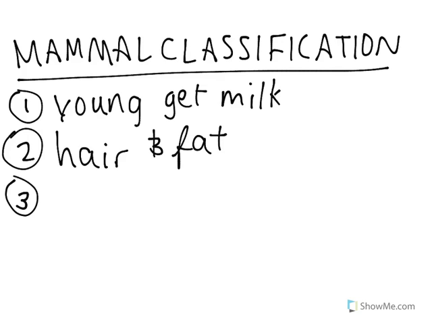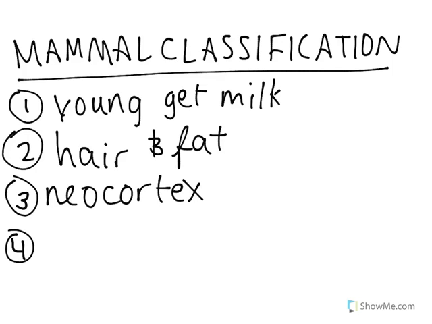The third characteristic that we're going to look at is that they all have a neocortex. This is essentially a part of the brain that makes mammals mentally a lot more complicated than a lot of other animals, because they're able to process things a lot better with the use of their neocortex.